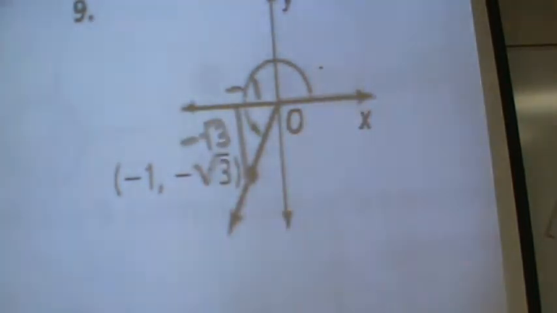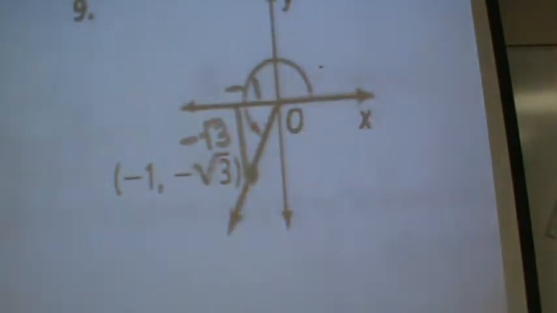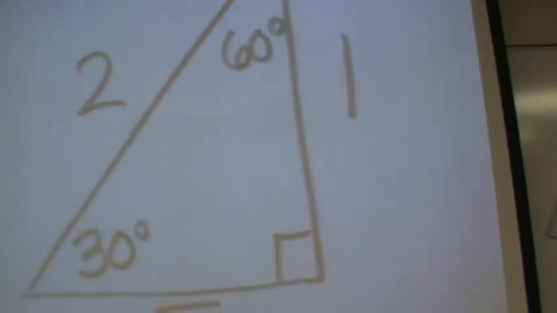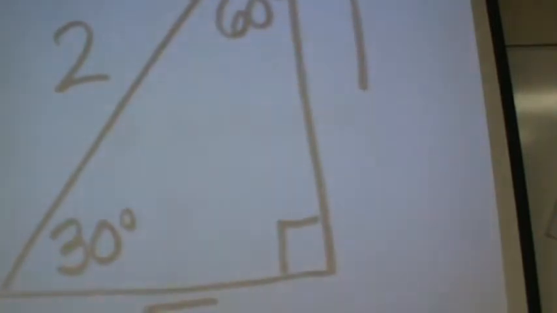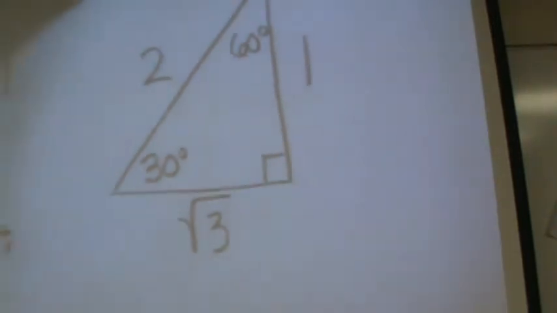Here's your triangle right here. From here to here is -1 unit. I don't care if you call it 1 or -1. It's really -1 from here to here, and from here to here is -√3. So now, what triangle is this? It's this one right here. You have to break that triangle apart. It's twisted around.